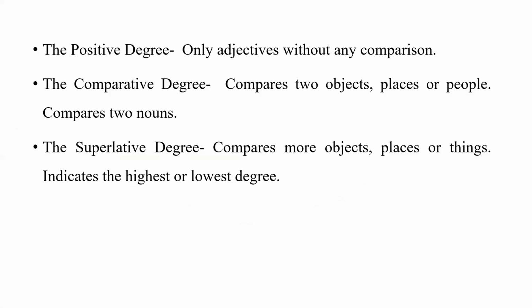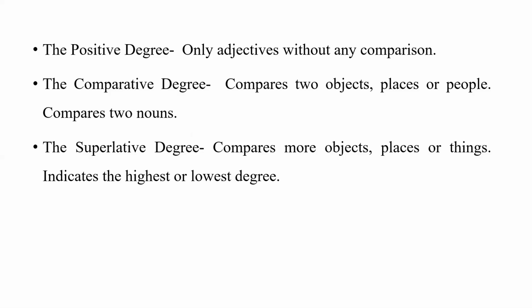In this video, I am going to discuss the degrees of comparison. Comparison means comparing one object, place, or person with another. We can use adjectives to compare nouns. We can use adjectives to compare objects, people, or things. There are three degrees of comparison. The first one is the positive degree. There are only adjectives without any comparison.